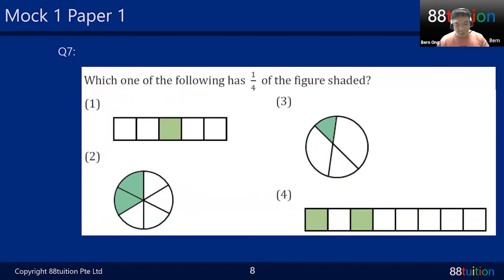Fraction. Which one of the following has 1/4 of the figure shaded? Okay, these are the options. Hey, down here got one that is shaded. Right? But remember, fraction is always what? Something over something.